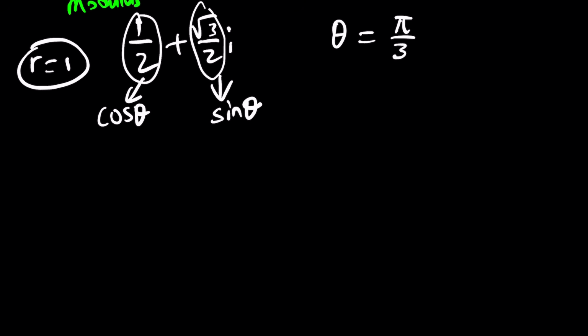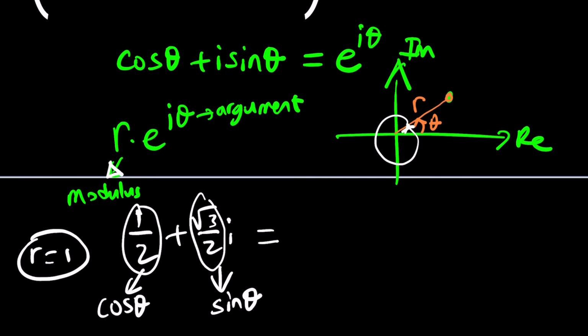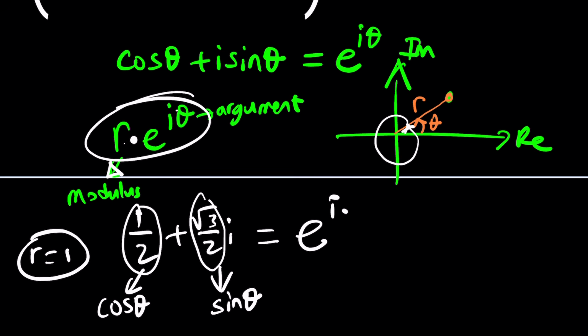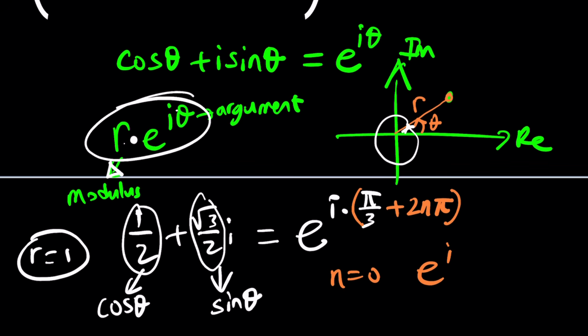And so we can now write this number as r times e to the i theta, but r is 1 and theta is pi over 3, so we can write it as e to the power i times pi over 3. But again, that's not the only angle that works, because we're allowed to add multiples of 2 pi, which you can write as 2n pi. n is an integer in this case, right? So we're going to go ahead and put that whole thing in parentheses. Now, if n is equal to 0, then you get e to the power i pi over 3, which is going to be the principal value.